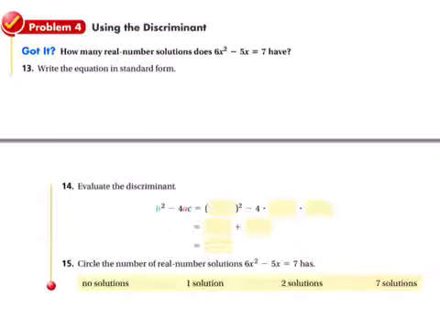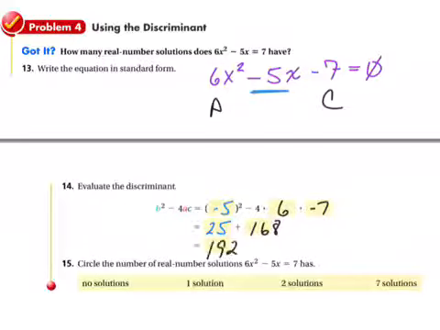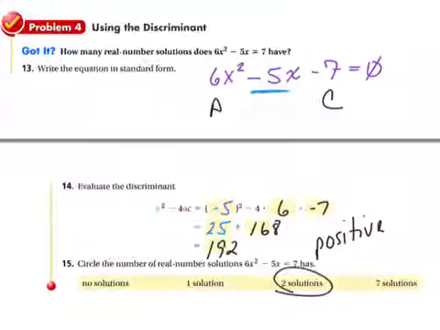Sometimes our equation is not in standard form, which means the first step would be to put it in standard form. So in this case, we need to subtract 7 from both sides. So our equation will be 6x squared minus 5x minus 7 equals 0. To evaluate the discriminant, we take the b term, which is negative 5. We square that. That becomes 25. Then we take minus 4 times a, 6, times c, negative 7. Multiply that out, which gives us 168. 168 plus 25 is 192. This is a positive solution. So we have 2 real number solutions.